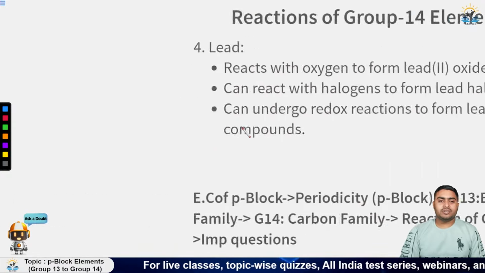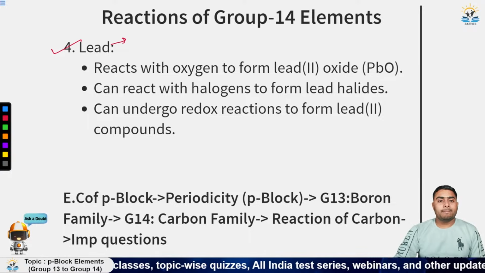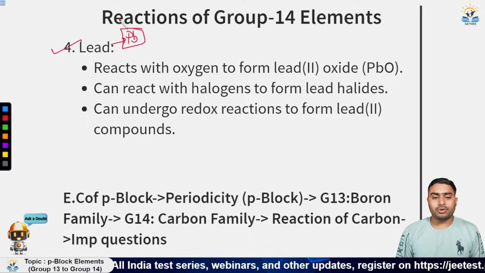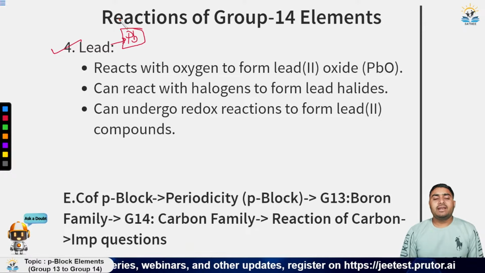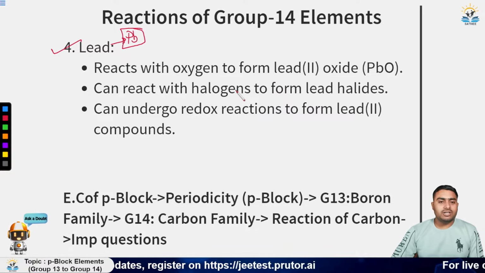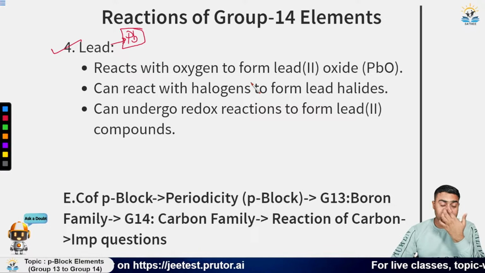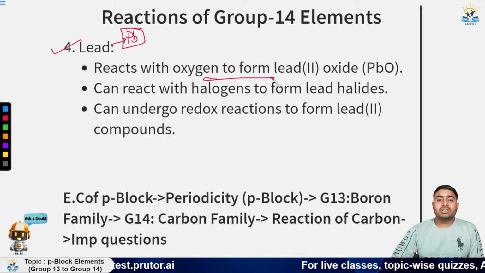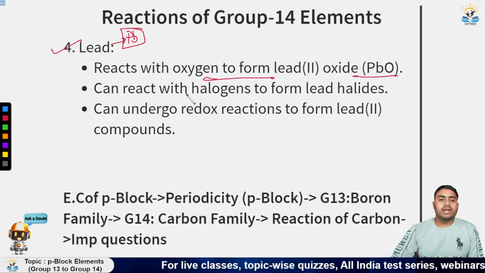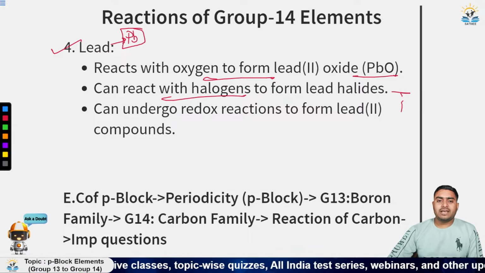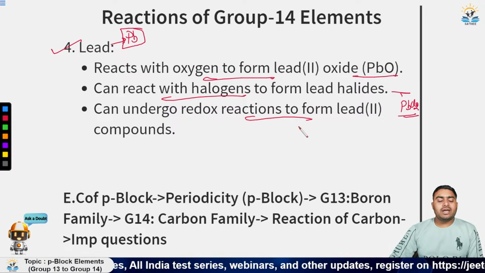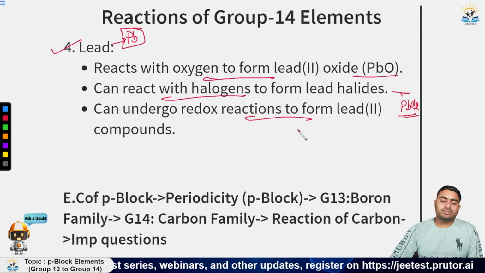Now the next interesting point is about lead. Lead has the symbol Pb due to its Latin name, which is plumbum. Lead can react with oxygen, similar to carbon, silicon, germanium and tin. So it can form lead oxide, which is PbO. It can react with halogens to form lead halides like PbCl2.